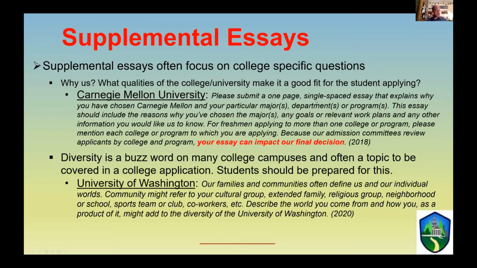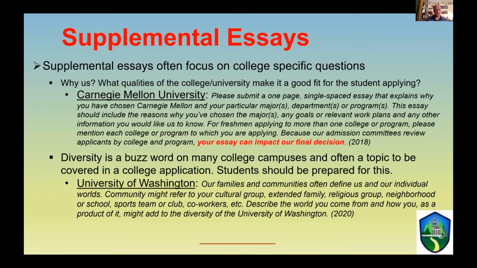The other buzzword on a lot of college campuses is diversity. And a lot of supplemental questions will cover diversity. So it is a buzzword. And this is where the University of Washington comes in. So they're keeping the same essay as last year. It says, our families and communities often define us and our individual worlds. Community might refer to your cultural group, extended family, religious groups, neighborhood or schools, sports teams, clubs, coworkers, etc.